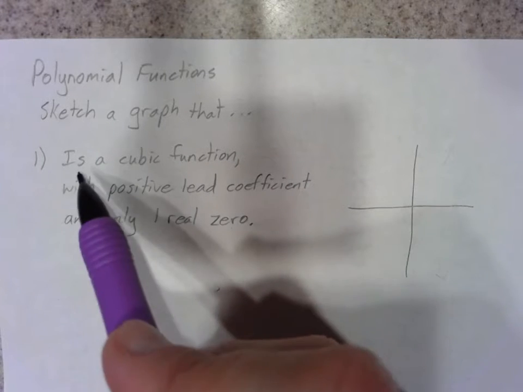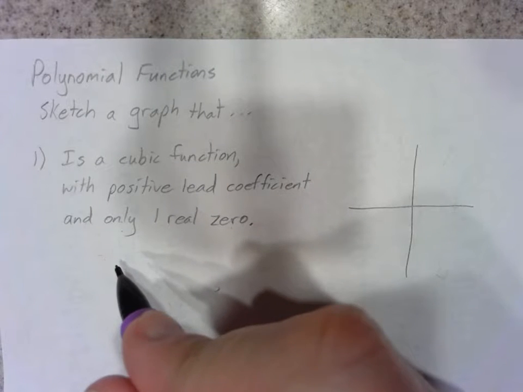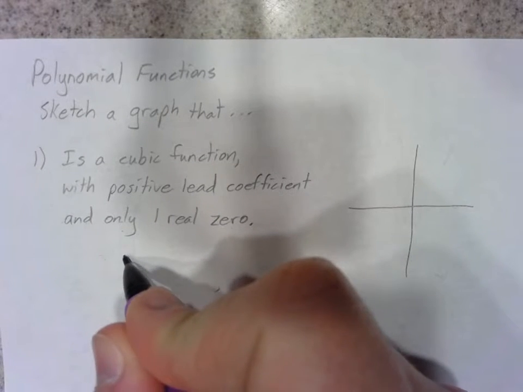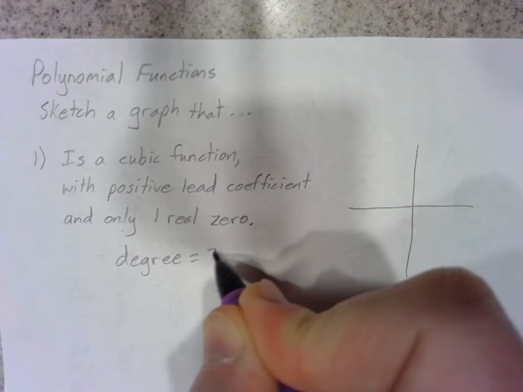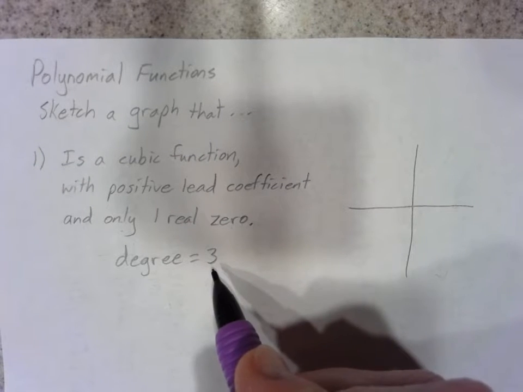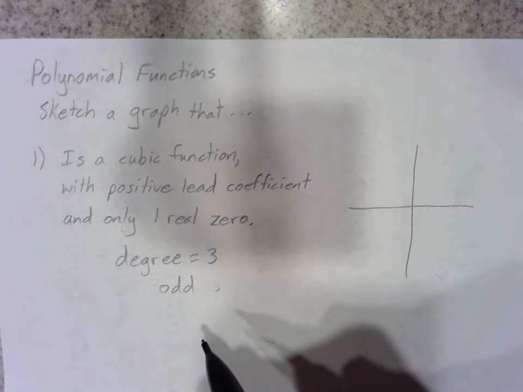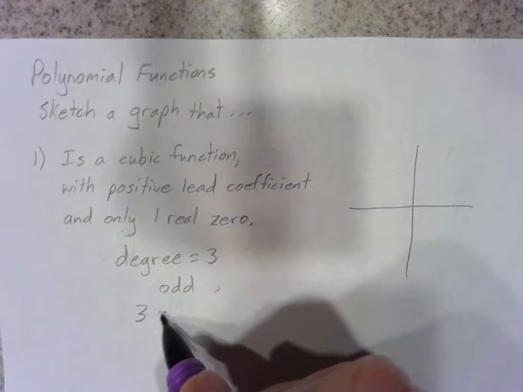First thing I recognize, it's a cubic function. And a cubic function, if you look at our chart, tells me that the degree is 3. And when the degree is 3, I know that it's going to be an odd function, and I know that there are going to be 3 zeros.